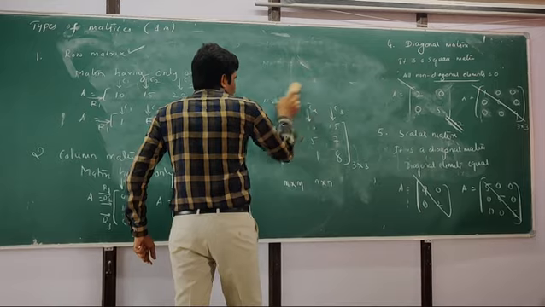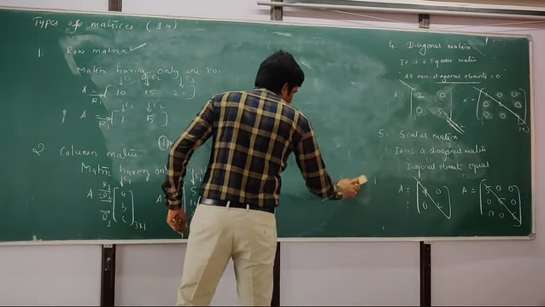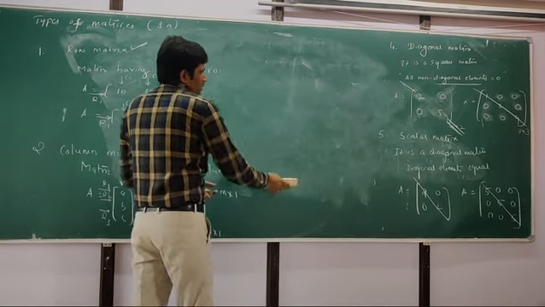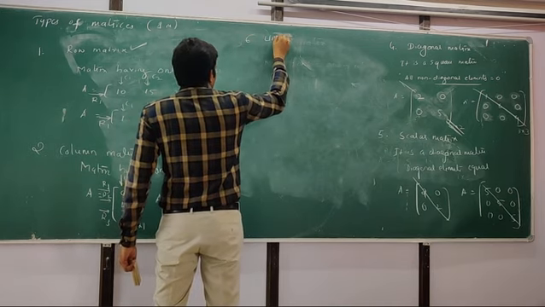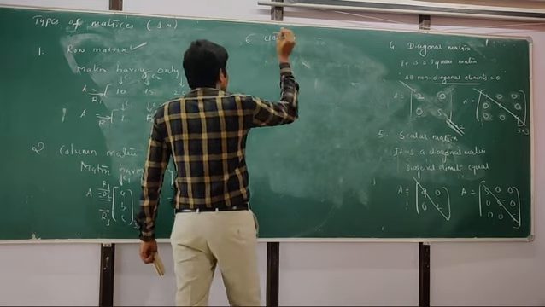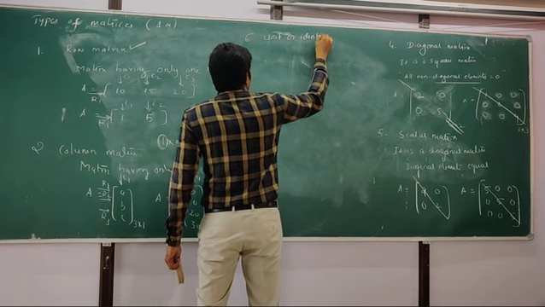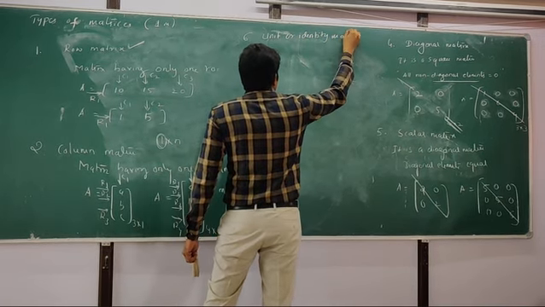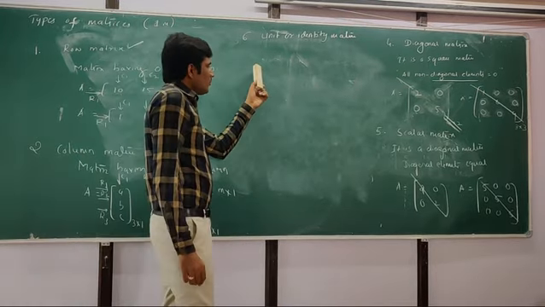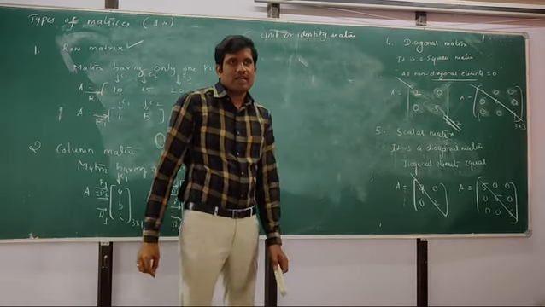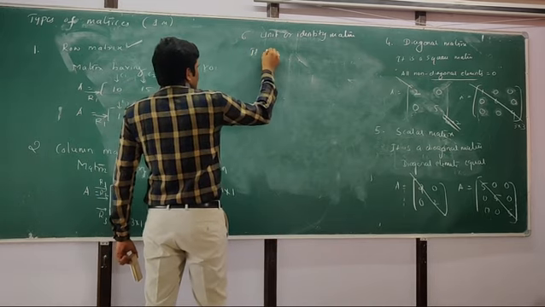Then we have the unit matrix or identity matrix. Next we have the sixth one, that is the unit matrix or identity matrix. Both are the same: unit matrix or identity matrix. So what is the meaning of unit matrix or identity matrix? Again, this unit matrix or identity matrix is a scalar matrix.